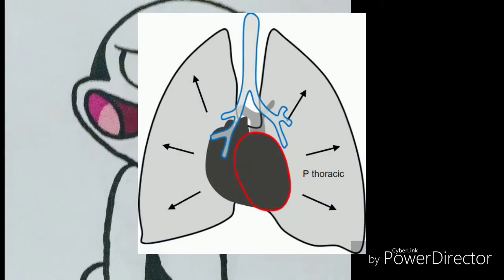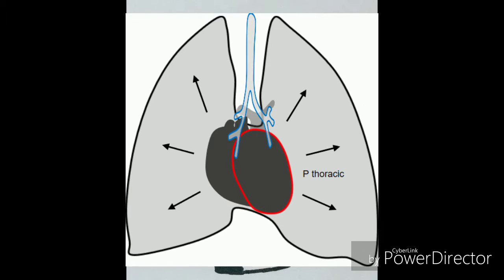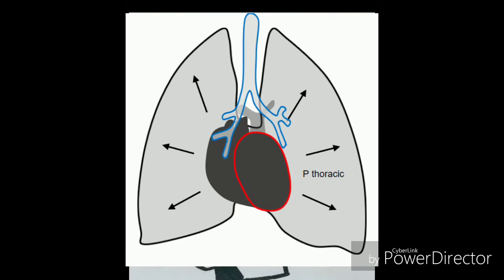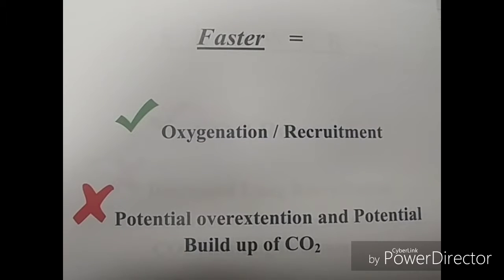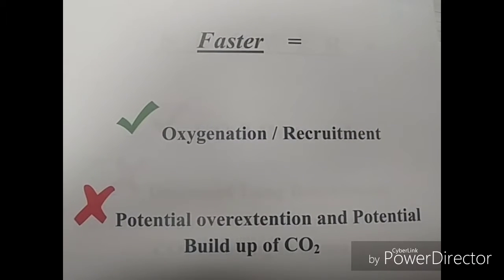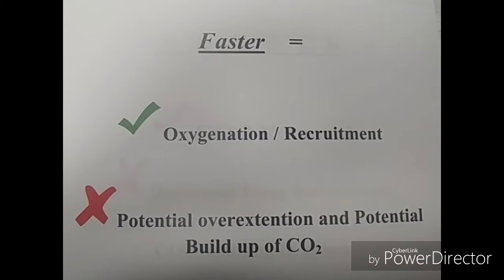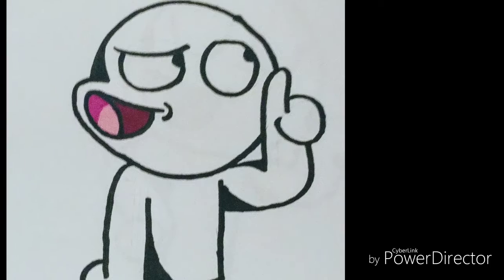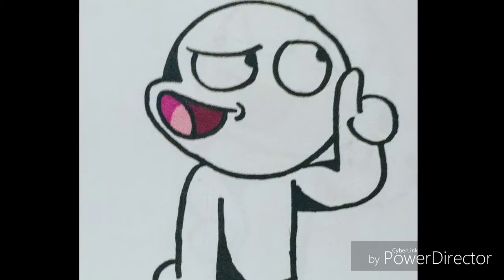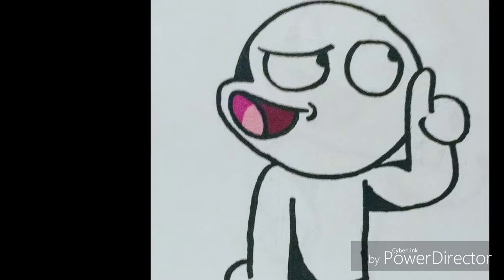When you move faster on the percussion, on the frequency knob, you move lower volumes, but you recruit more lung and you have more intrathoracic pressure, or FRC. So you'll have a higher risk of making the patient acidotic at the faster rates, but you'll have less risk of derecruiting and causing hypoxia.